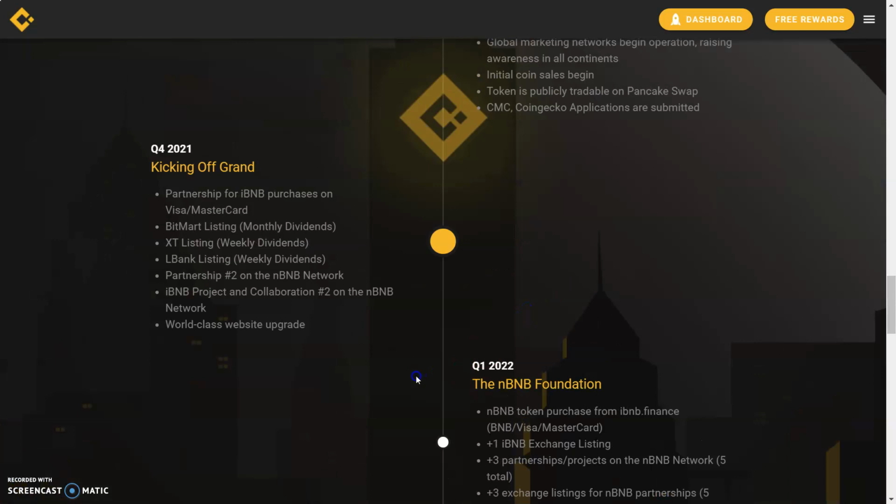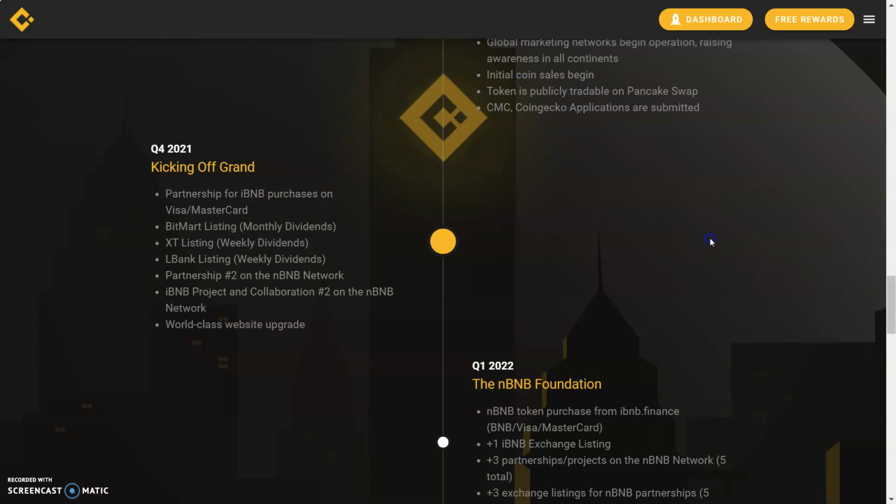Kicking off grant. So partnership for iBNB purchases on Visa and MasterCard. That is gigantic right there. So that's why you guys want to pay attention. Make sure you guys do your due diligence when you guys are checking out these projects. And even after you watch the video, come and read these websites and thoroughly go through everything on here and figure out what are some of the things that you would like to see to make sure that this project is solid, and where do you want to get in before something makes it moon. So you got to judge your entry point also by the roadmap as well.